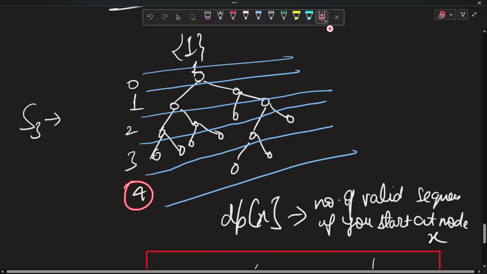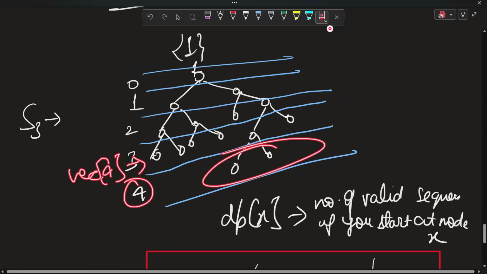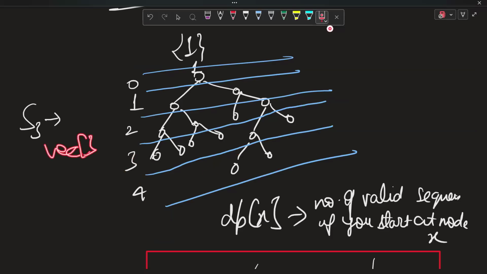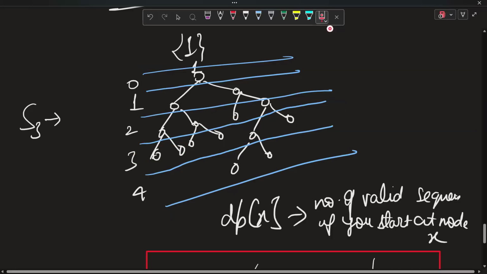What all nodes come in level 4? Store them, like you can take a vector of vectors. So vec of 4 stores a vector storing the nodes in the 4th level. Vec of 3 stores a vector storing the nodes in the 3rd level. So after running a DFS calculating their levels, you can transform it in this form, and then run your DP starting from the lowermost level, moving up.